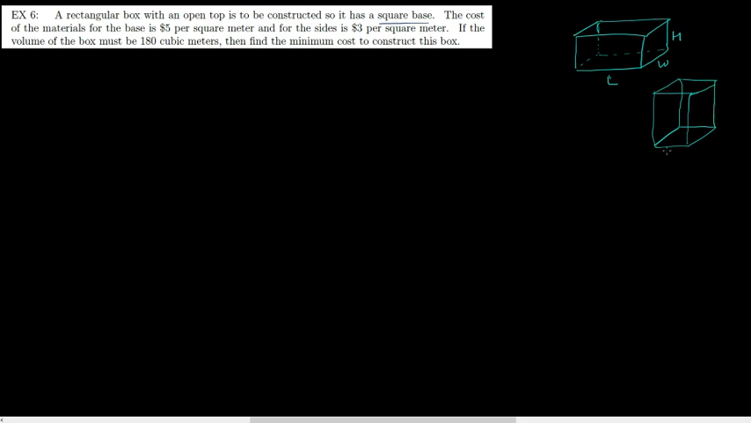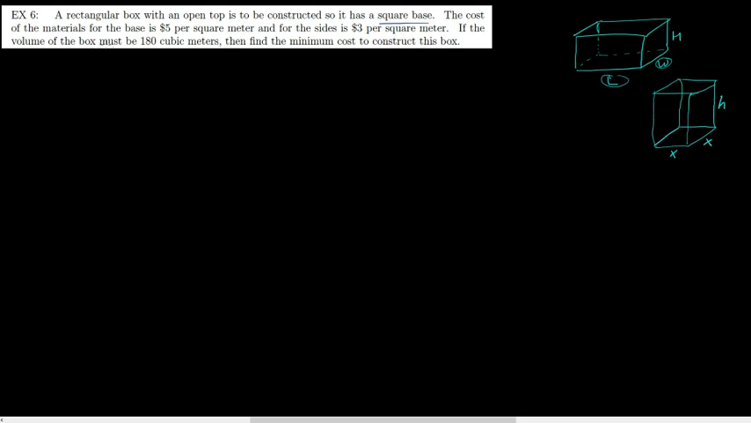All right. So in other words, the length and the width have to be equal here. So if the length and width are equal, why don't I just call them both x? And then the height, I'm going to call that h. I'll use lowercase h for the height of the box. Okay, so that's our box.